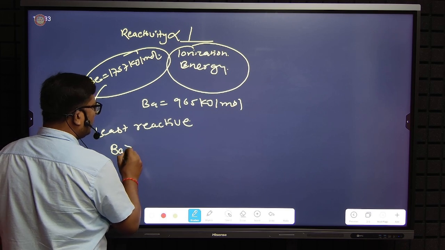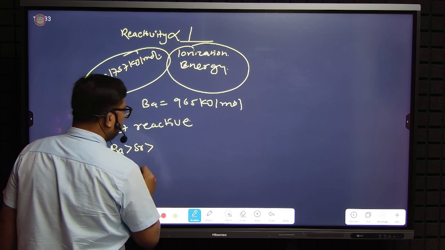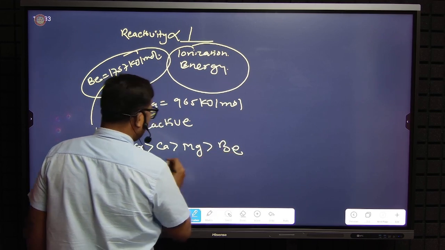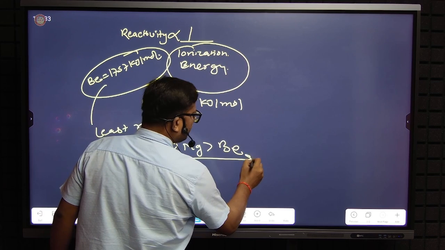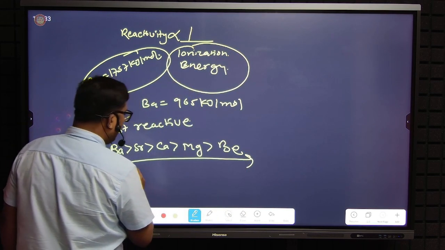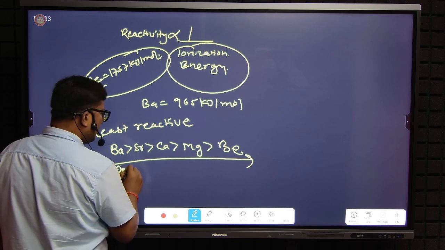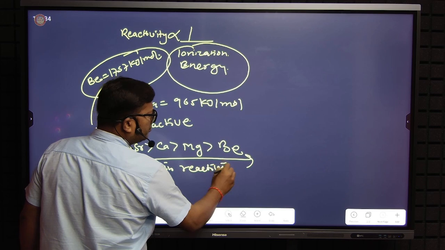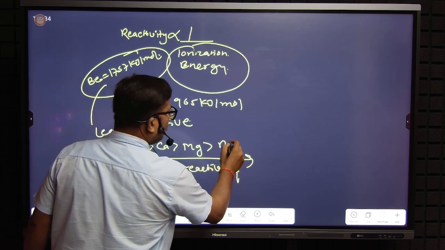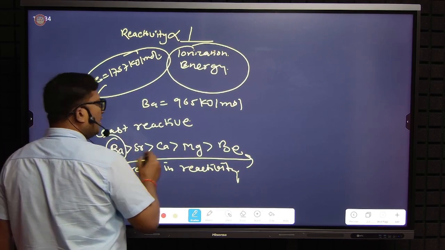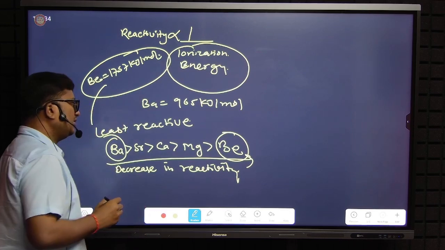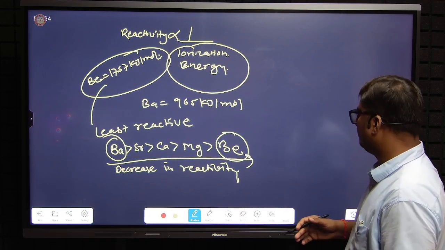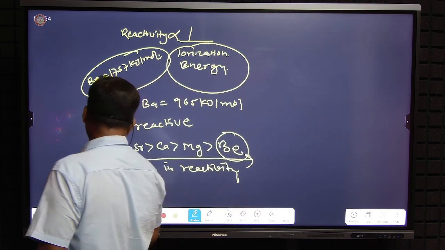Barium is most reactive, then strontium, then calcium, then magnesium, and then beryllium. So this order defines decrease in reactivity. So reactivity decreases: this is the most reactive and this is the least reactive in this particular group, because of the ionization potentials and standard reduction potentials.